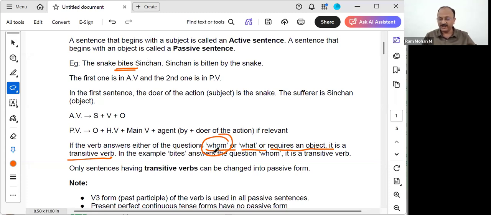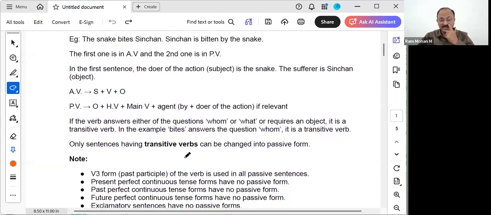Whom it is answering. Correct? So either whom or what it is answering means it is called a transitive verb. Only the sentences having transitive verbs can be changed into passive form. Other sentences we cannot change. This we should know because active voice and passive voice is limited to only a few types of sentences, the ones having transitive verbs.